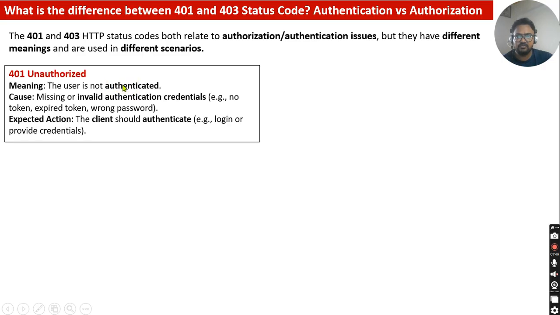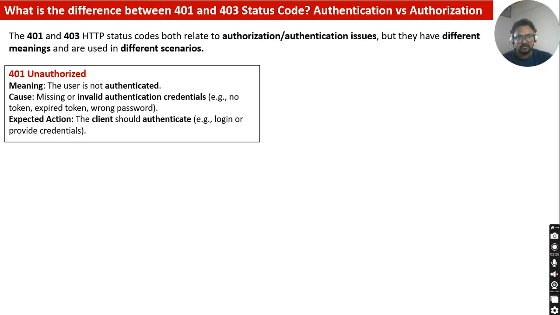Let's first talk about 401, which means unauthorized, meaning you are not authorized to enter the room. Understand it from this point of view: you are not authorized to go into the company. Suppose at the entrance you punch your ID card or use biometrics at the entering door of your company. That means at the beginning level it is checking your authorization, authenticating you, to see whether you are allowed to go inside or not. So this is the meaning of 401.